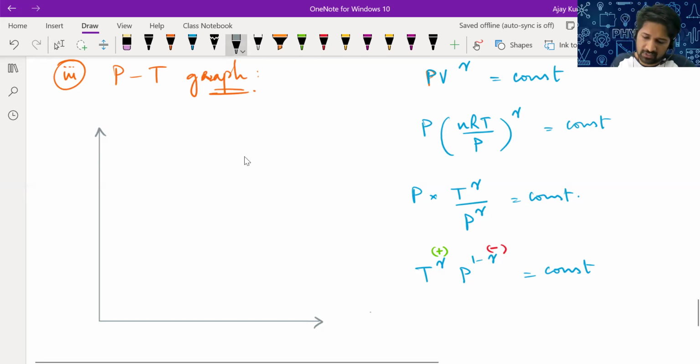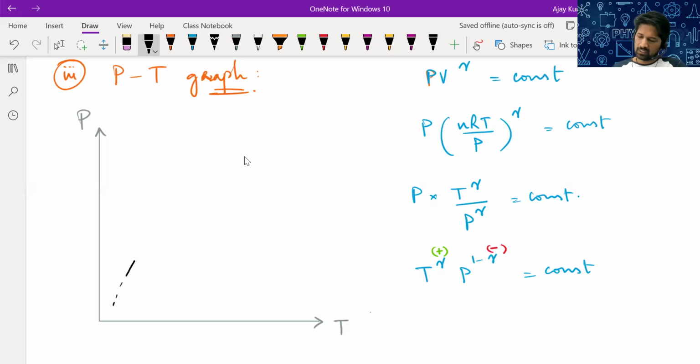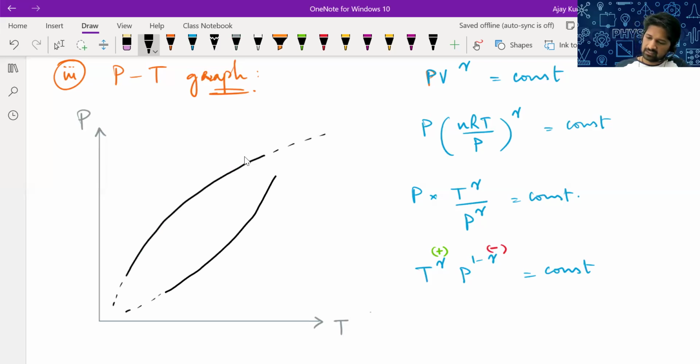Then suppose you take pressure on the y-axis, temperature on the x-axis. You know both of them should increase and both of them should decrease. And that increase or decrease should happen non-linearly. Then two possibilities will arise. Pressure, temperature both increasing non-linearly could happen like this, with the graph being concave downwards. Okay. Or pressure, temperature both increasing simultaneously and non-linearly could also happen like this, with the graph being concave upwards. Okay. This is A, this is B.